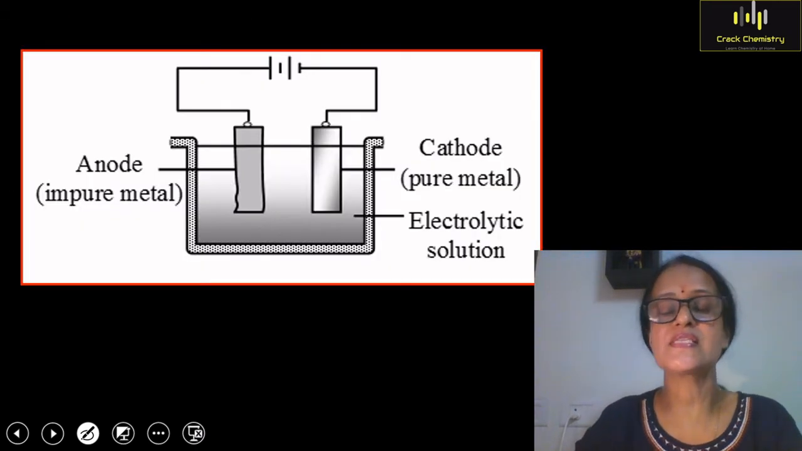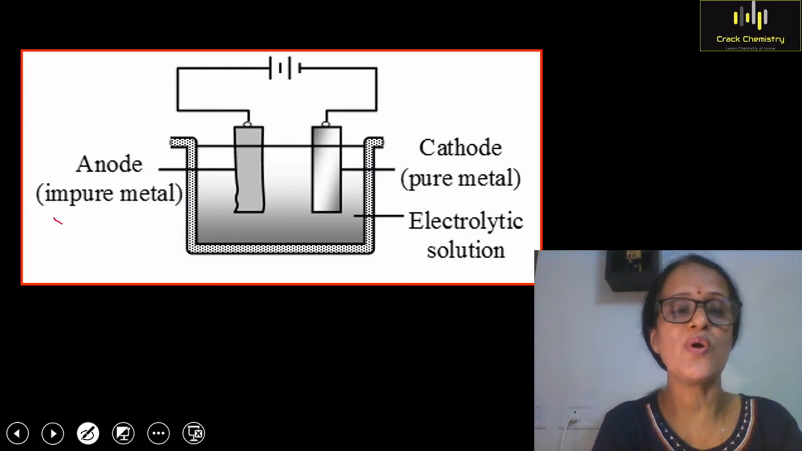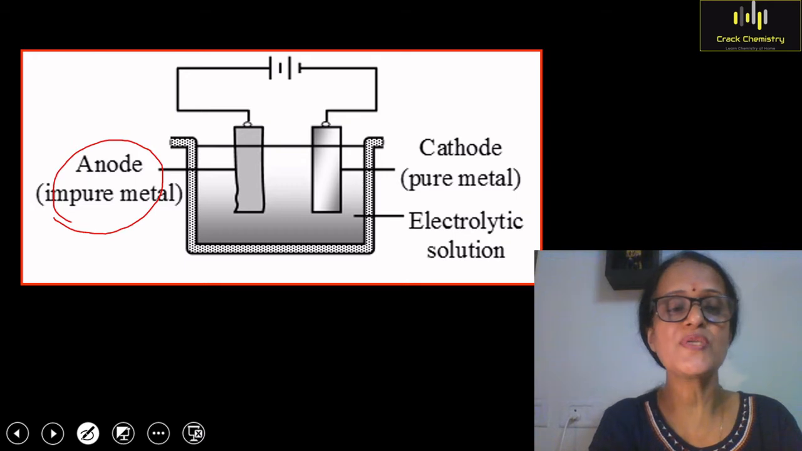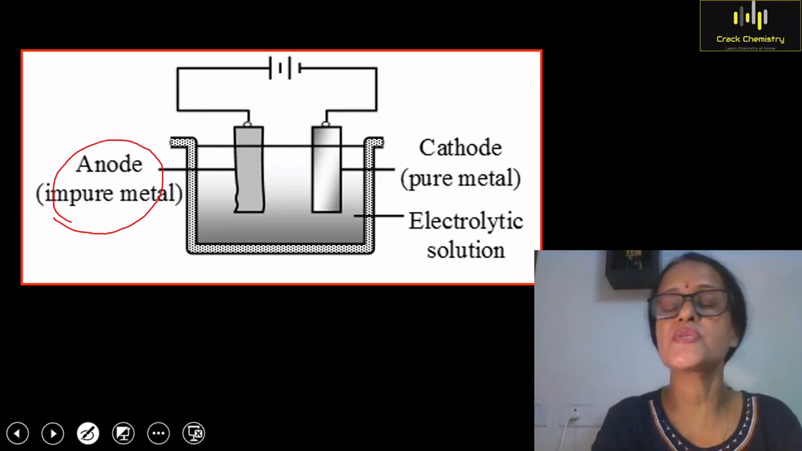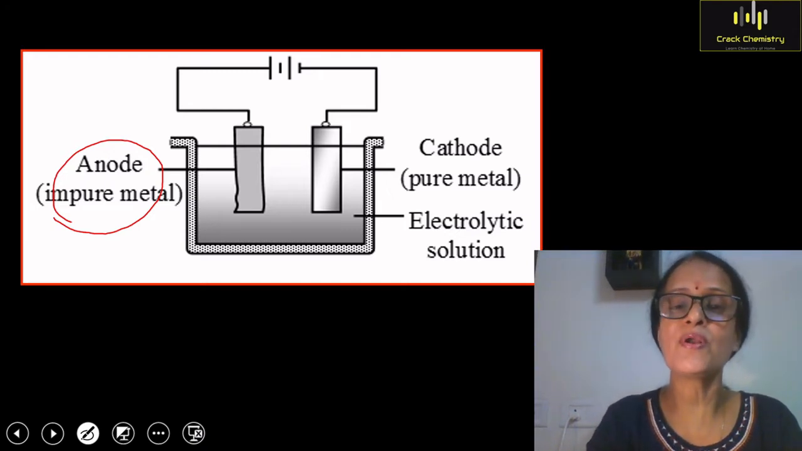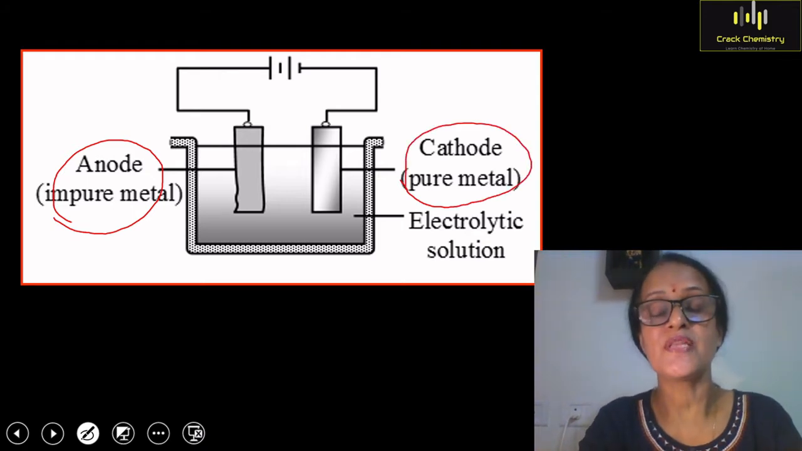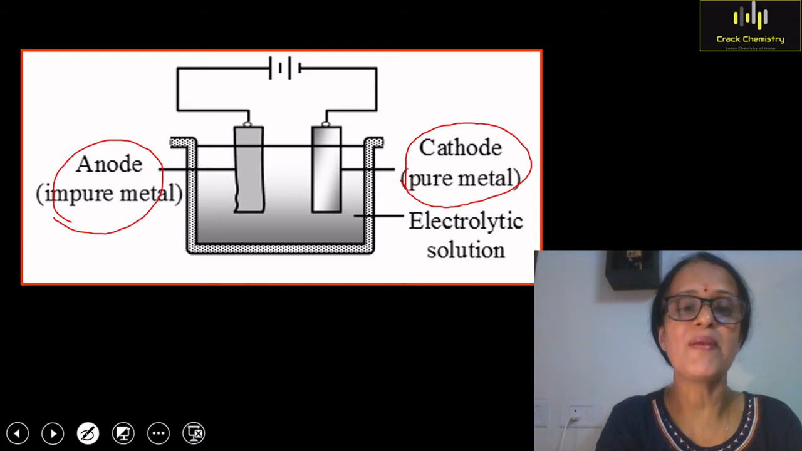So here you can see that during electrolytic refining, an anode is always made of the impure metal. So the impure zinc rod will be made as anode and the pure metal will be taken as a cathode. Then what will happen? The impure metal from the anode will pass into the solution, will dissolve in the solution.